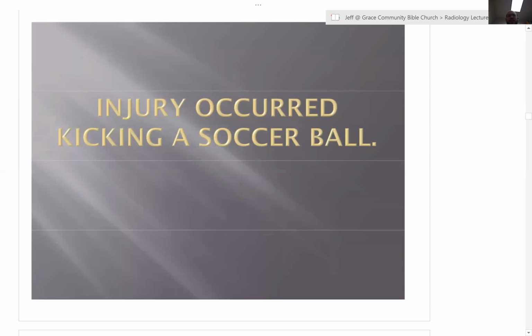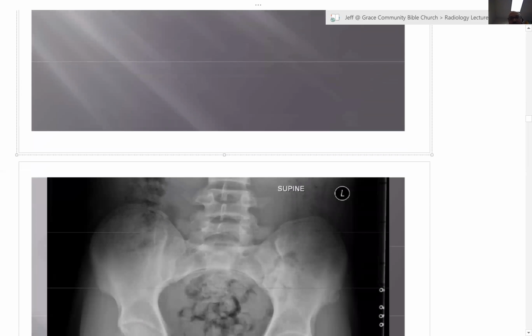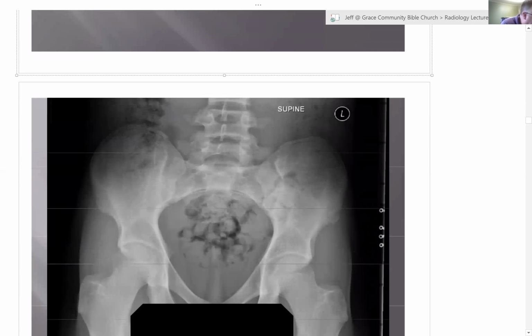Okay, here's an injury that occurred kicking a soccer ball. Okay, in a kid. All right. Pain's on the left. Okay, pain kicking a soccer ball.